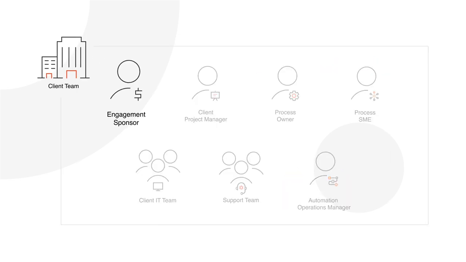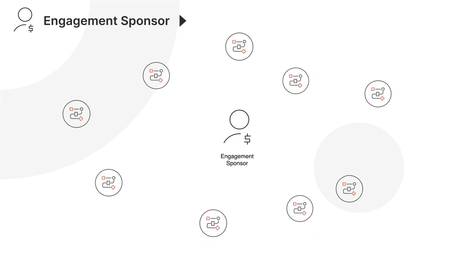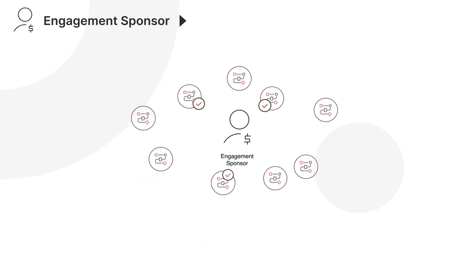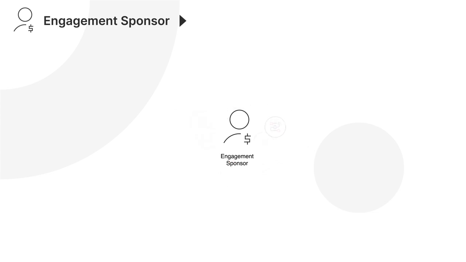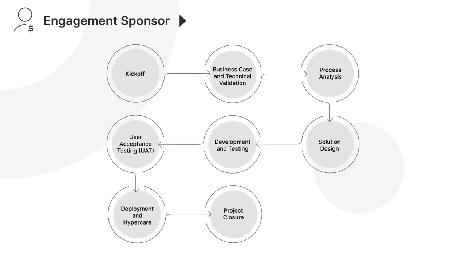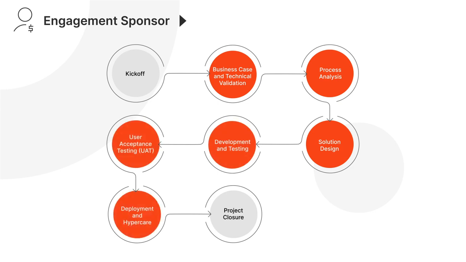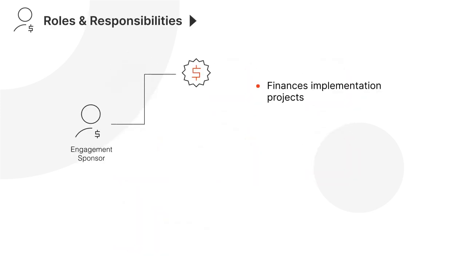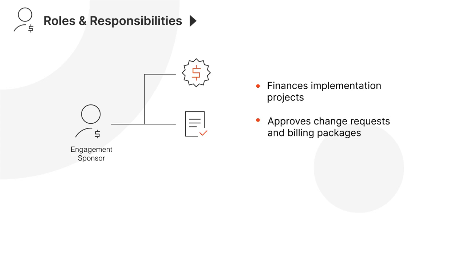The engagement sponsor will be our first role to explore. Engagement sponsors, sometimes called automation sponsors, are the decision makers of enterprise-wide automation programs consisting of multiple initiatives. At a project level, you can expect them to be involved in kickoff and project closure. However, they're in the loop throughout all implementation stages as they must know of any changes or blockers, especially since some important decisions are with them. Engagement sponsors finance implementation projects and handle approving change requests and billing packages. Lastly, the engagement sponsor signs off on the project completion.